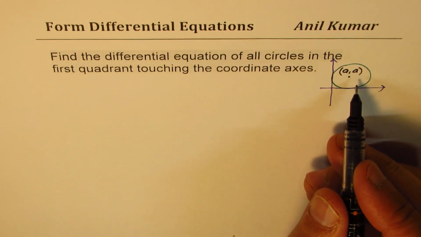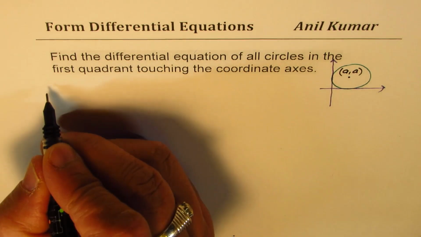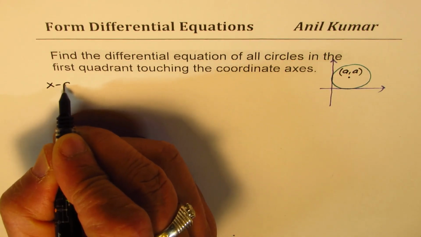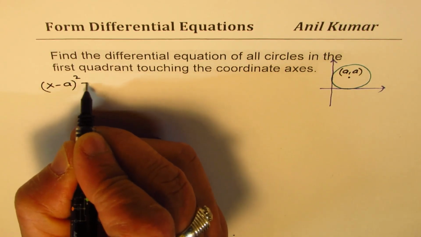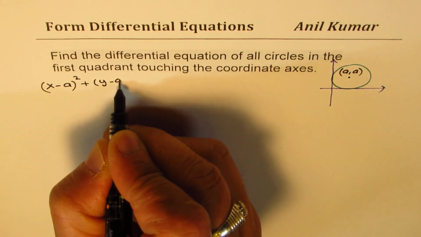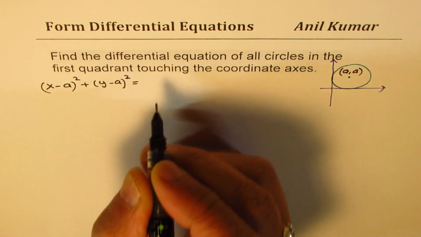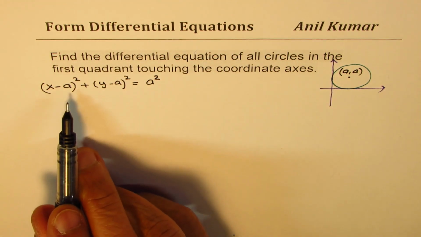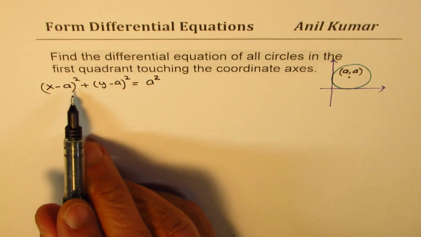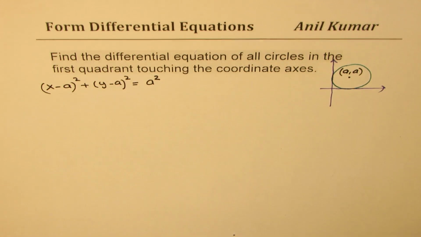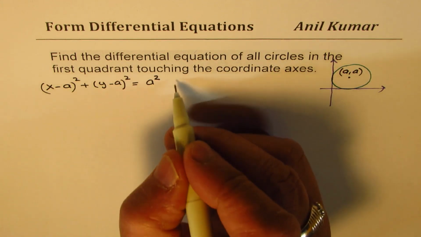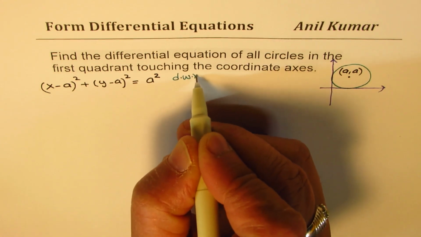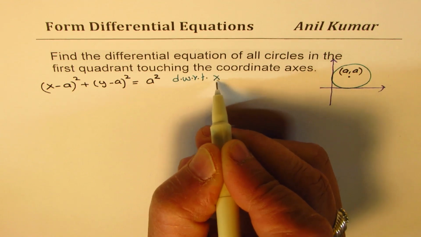Radius is also a, and therefore we can now write the equation of the circle as x minus a whole square plus y minus a whole square equals a square. Since there is only one parameter, we need to differentiate only once to get the differential equation. So we have an order 1 differential equation. So let's differentiate it. We'll find the derivative with respect to x.